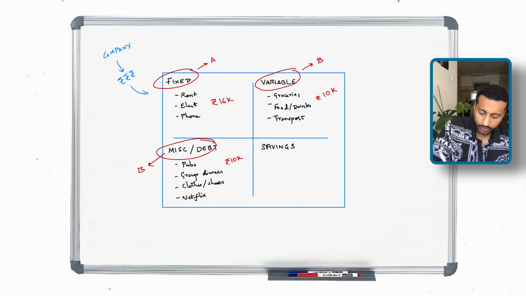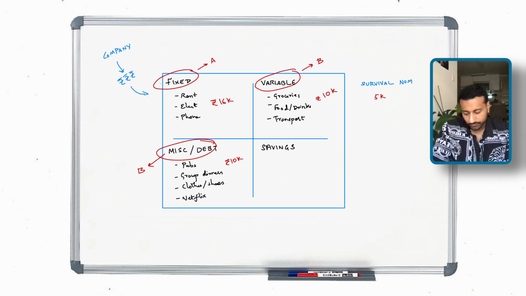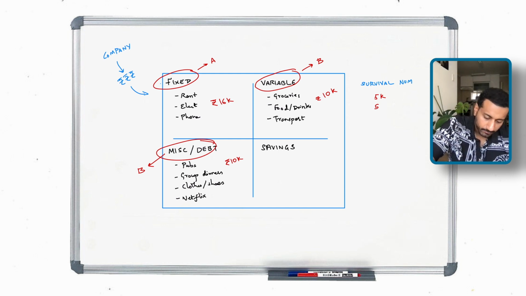If you monitor your variable and miscellaneous expenses, then you will come to see that maybe for food, to survive, I just need 5,000 rupees. I really don't need clothes and shoes, group dinners, or pubs. I just want to survive. And for your rent, in crisis mode, you can stay with your friend, share your friend's room, or stay with a relative. Can you split the rent or help with their rent? Yes. Okay, 5K. So your survival number is 10K.